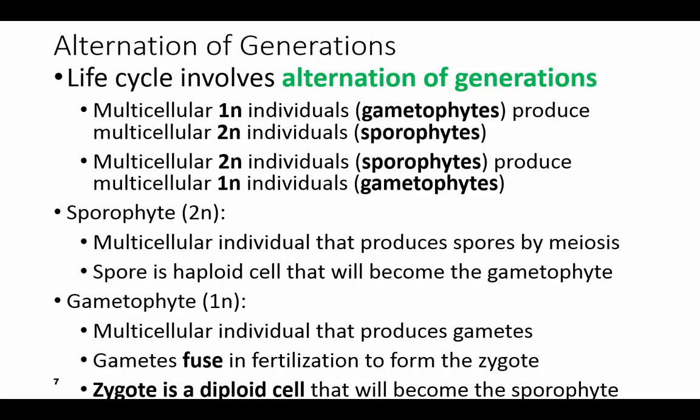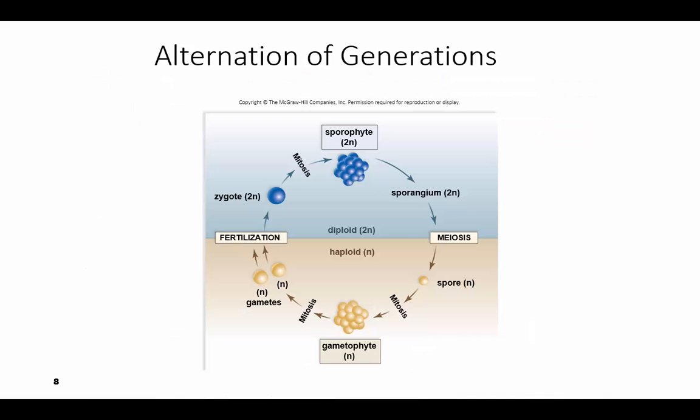For the haploid gametophyte, we're talking about a multicellular plant, individual, that produces gametes. And the gametes fuse during fertilization and form the zygote. And then the zygote becomes the diploid cell that's the first cell of the sporophyte. So it just alternates from one generation to the other.